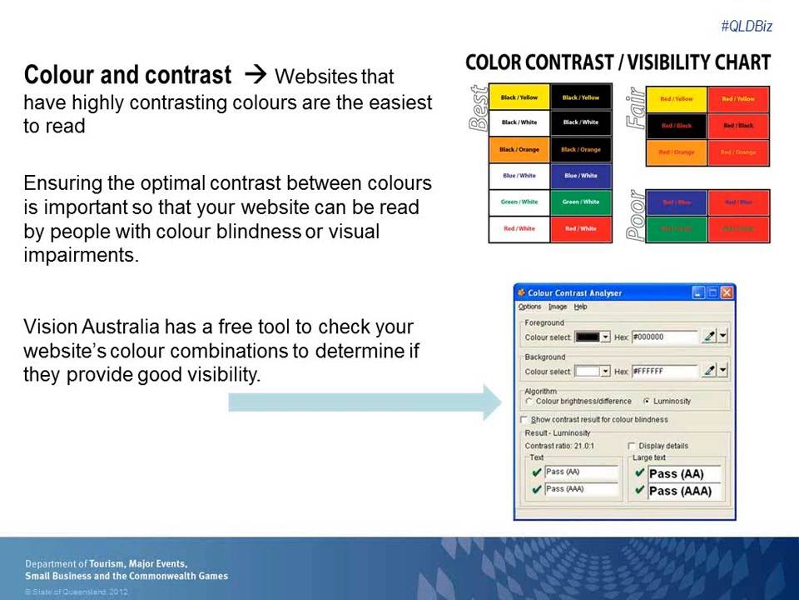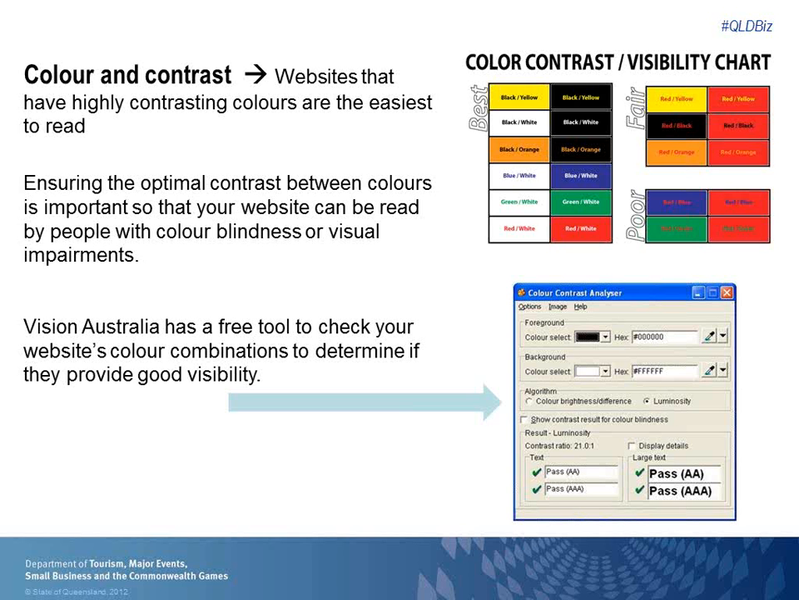We've got a chart on the screen which shows a range of best practice colour contrasts and some that are definitely recommended against. The other element to this is making sure that people with colour blindness or other visual impairments can read your site. Vision Australia has a free tool to check your website's colour combination to determine if they provide good visibility. The tool can also create simulations of certain visual conditions, such as colour blindness. To access the colour contrast analyzer, go to visionaustralia.org and you can find the full direct link in your workbook as well.